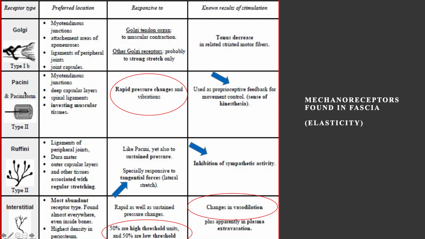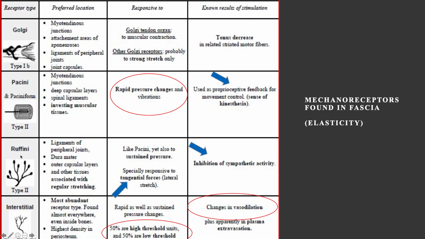When we look at the Pacini fibers, we're still in the myotendinous junction, but where Golgis respond to strong stretches and muscular contractions, the Pacini fibers respond to rapid pressure changes and vibrations. So this is used as proprioceptive feedback. And we were just talking about 6 times the amount of proprioceptive bodies and nerve endings. This is one where I think we overlook this one a little bit too much. So we'll see some of the training applications on this in a minute, but rapid pressure changes and vibrations is not a common training item.